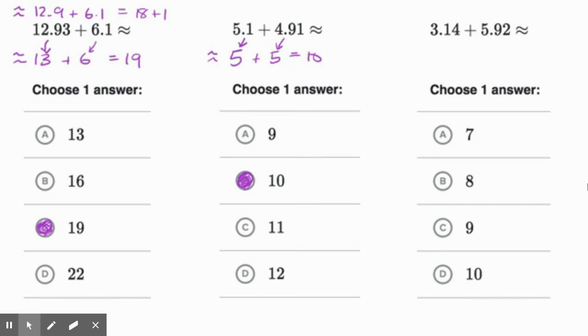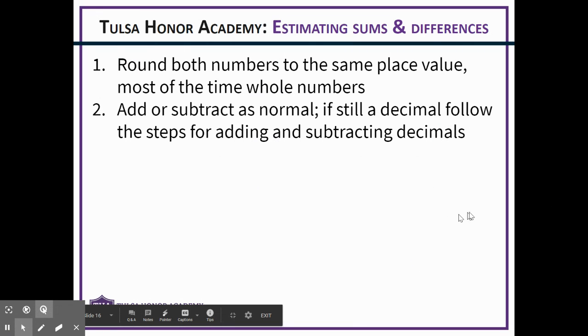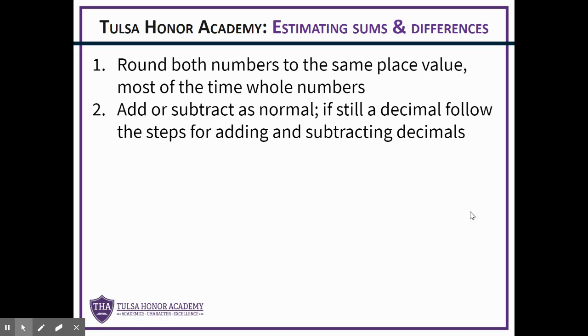All right, so in this last example, and then just going back to this presentation, I completely forgot to do this before that video. But remember, with estimating sums and differences, we are going to round both numbers to the same place value, and most of the time, whole numbers. And then we add or subtract as normal. If still a decimal, then follow the steps for adding and subtracting decimals.